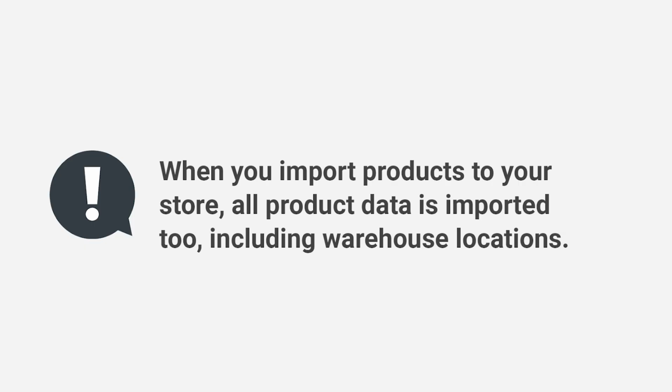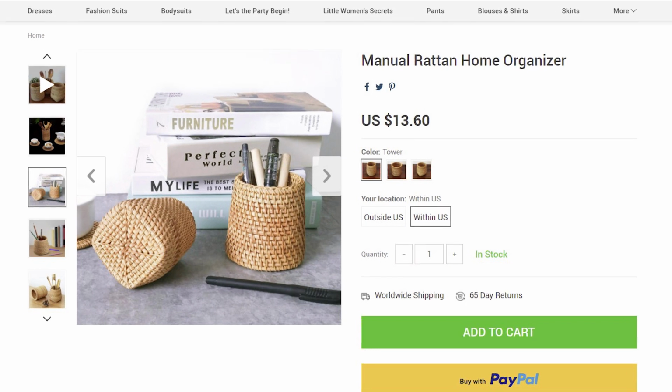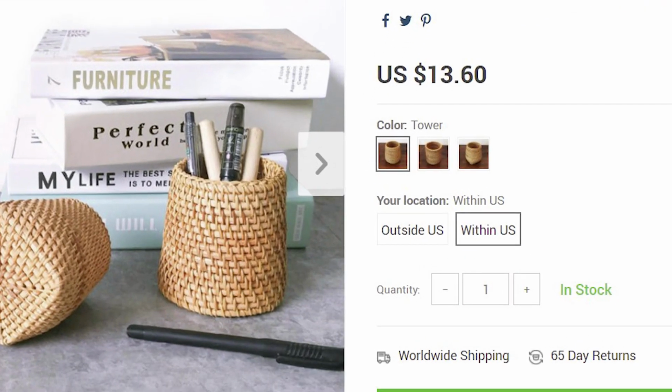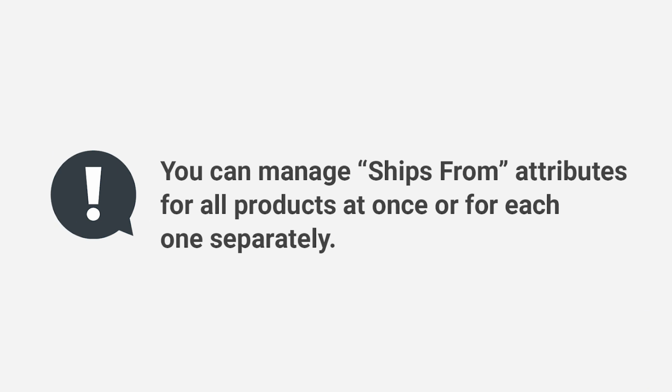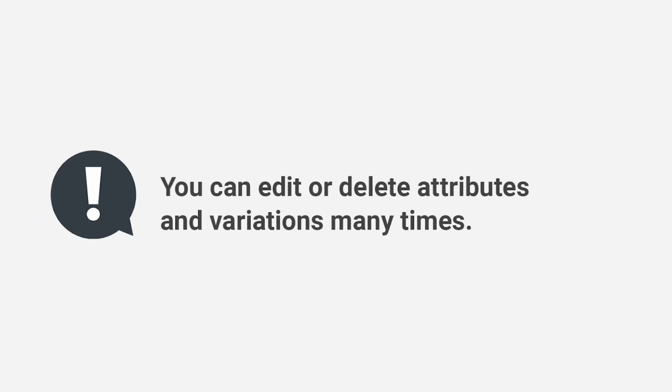When you import products to your store, all product data is imported too, including warehouse locations. We recommend leaving the shipping from China and the USA or your target country and removing other ships from options. These options are available for almost all products. You can manage ships from attributes for all products at once or for each one separately. You can edit or delete attributes and variations many times.